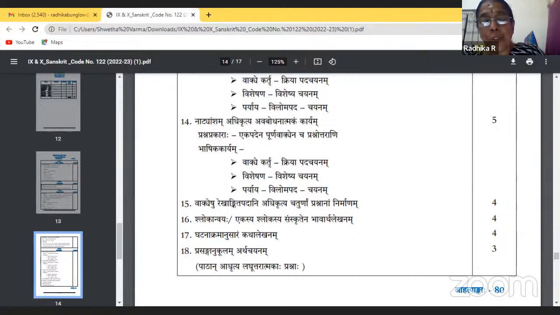Then the last question is Prasanga Anukulam Artha Chainam. Pathan Athritya Lekhuttaratmakaha Prashnaha. Choose a similar word from the bracket for the underlined word in the question. This is also text-based, textual sentences will come.